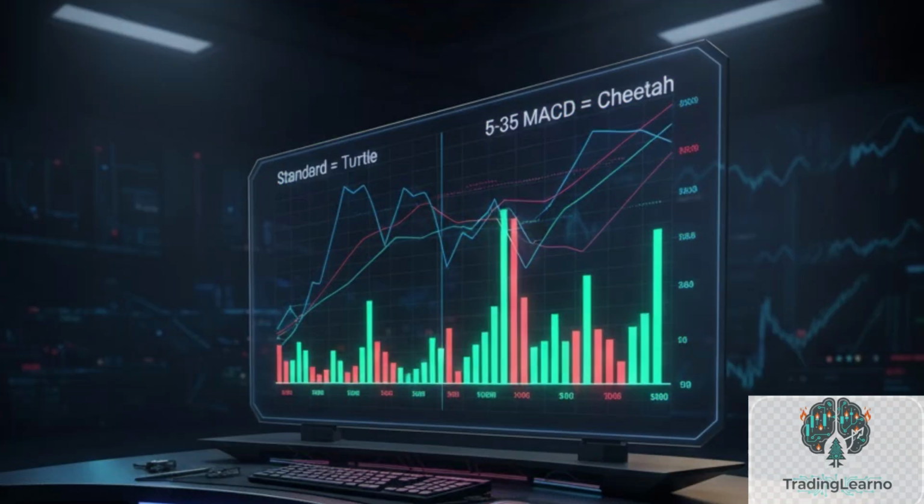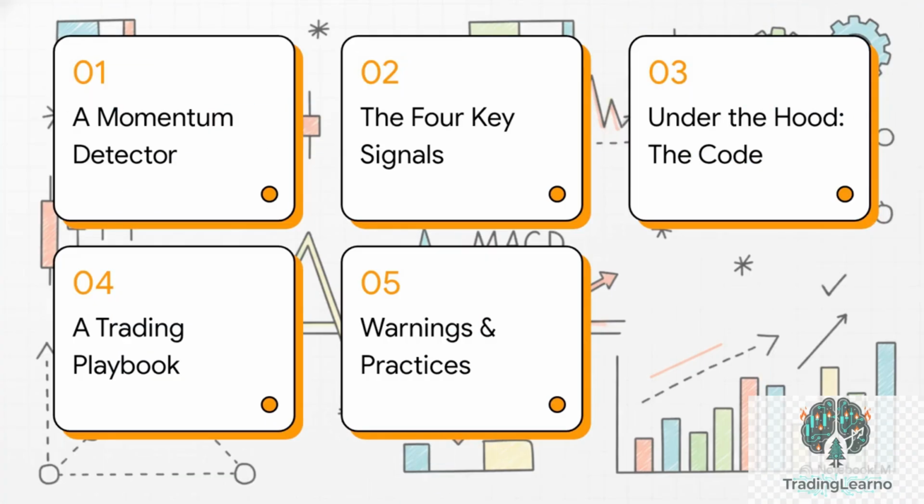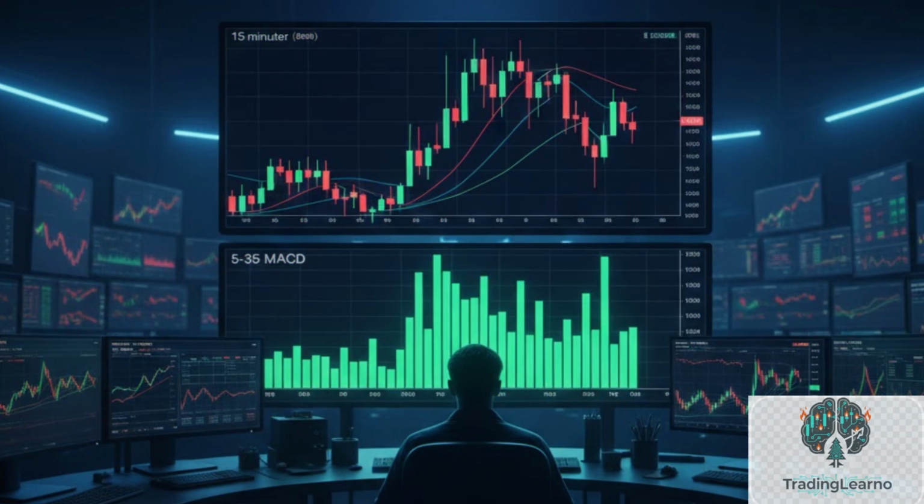Okay, so here's our game plan. We're going to start with what this thing is, this momentum detector. Then we'll learn to decode its visual signals. After that, we'll peek under the hood at the code, lay out a practical trading playbook, and wrap up with some really important warnings and best practices. Let's get into it.